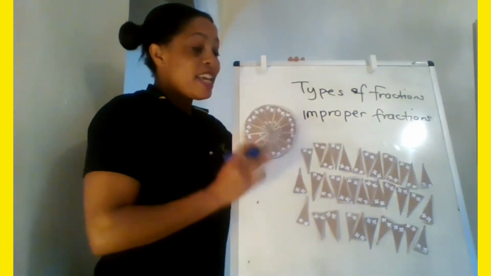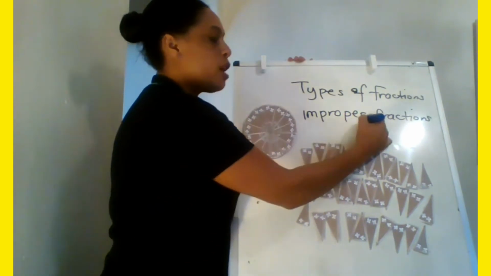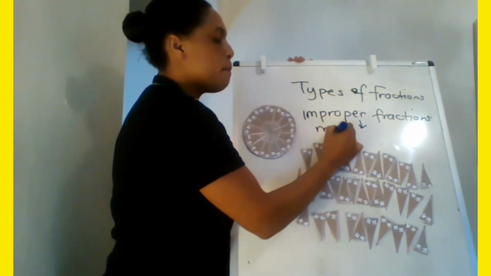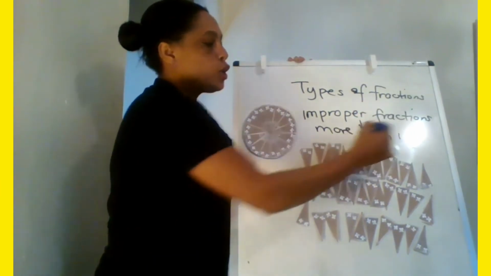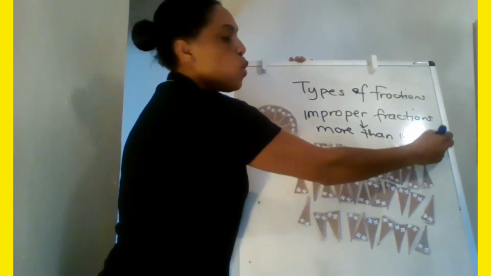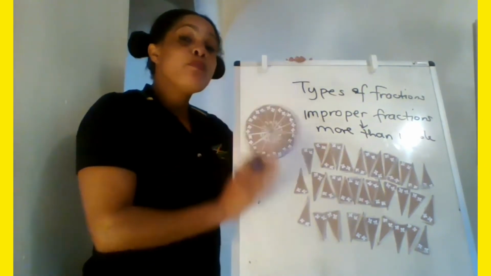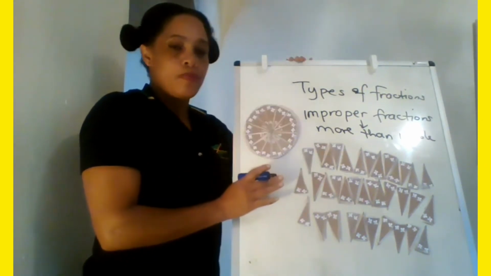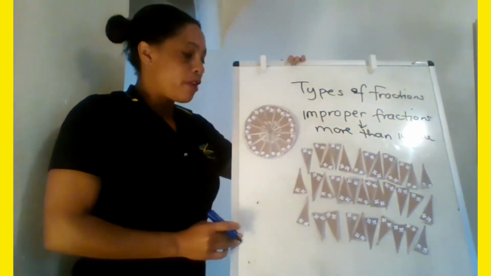Now let's look at improper fractions. Improper fractions are fractions that are more than 1. So it's more than 1 whole. An improper fraction is a fraction that is more than 1 whole. So let's look at the picture of an improper fraction.